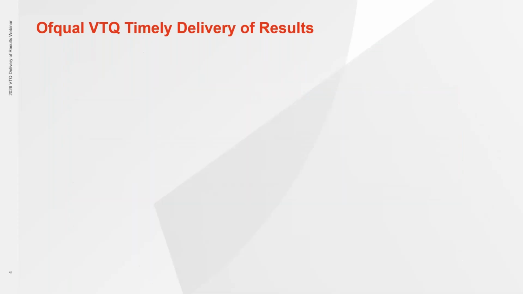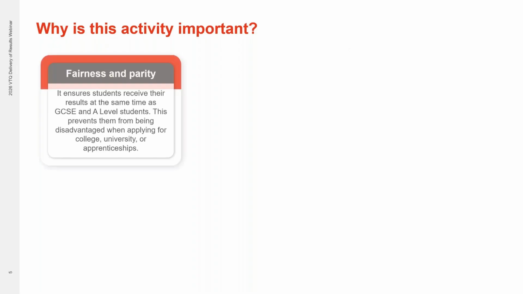Okay, so on this slide, we're going to look at why the delivery of results checkpoint activity is important. Okay, so the first point is fairness and parity. It ensures students receive their results at the same time as GCSE and A-level students, and that prevents students from being disadvantaged when they're applying for college, university, or apprenticeships.